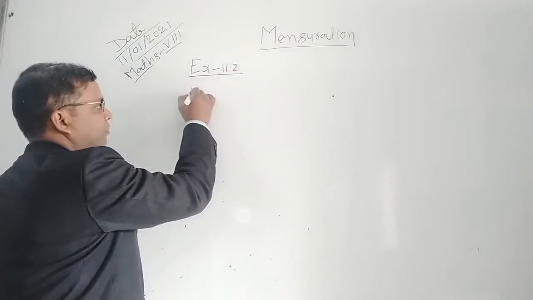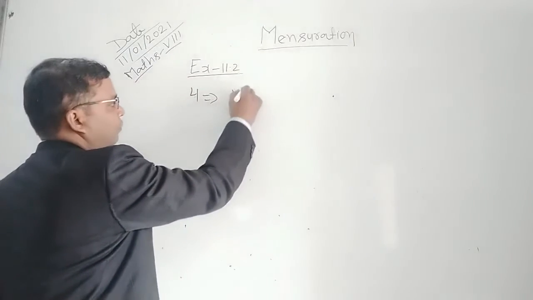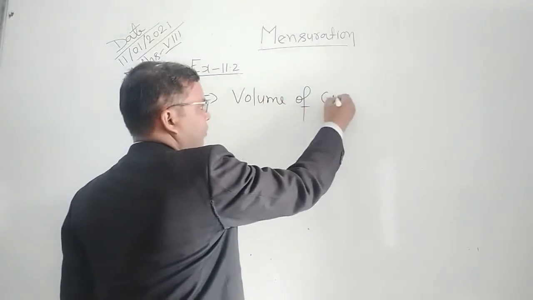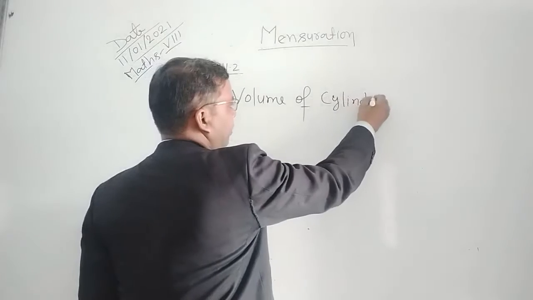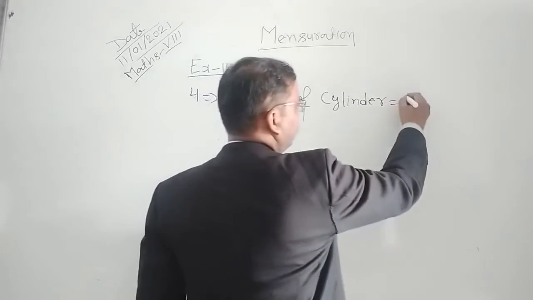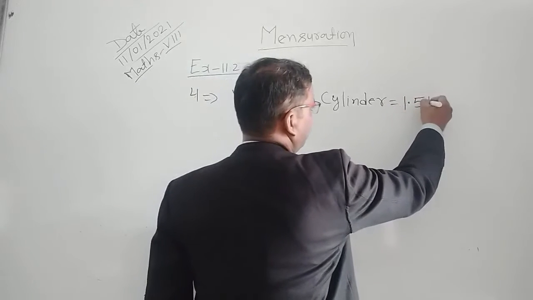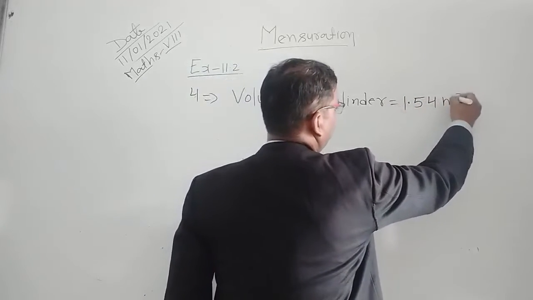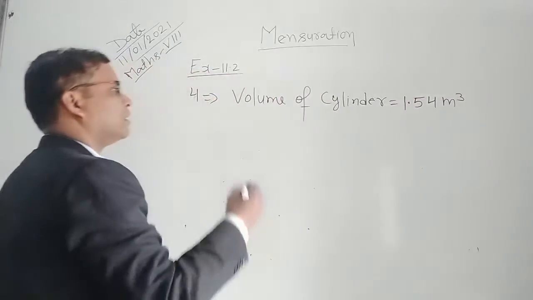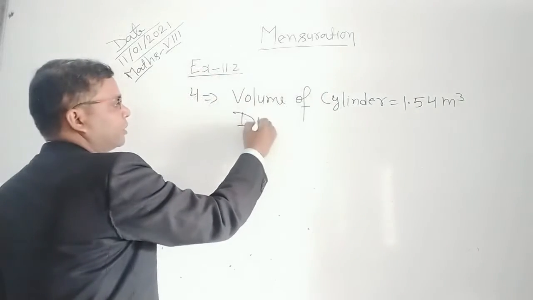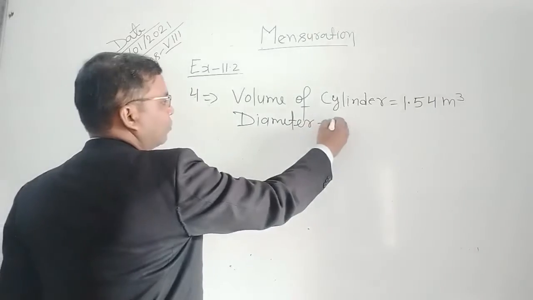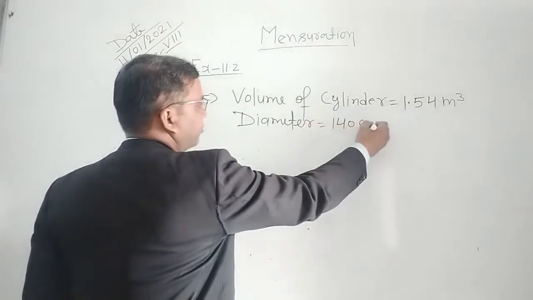1.54 meter cube. Question number 4. The volume of the cylinder is equal to 1.54 meter cube. Clear? And the diameter of the cylinder is given here. Diameter is equal to 140 centimeter.